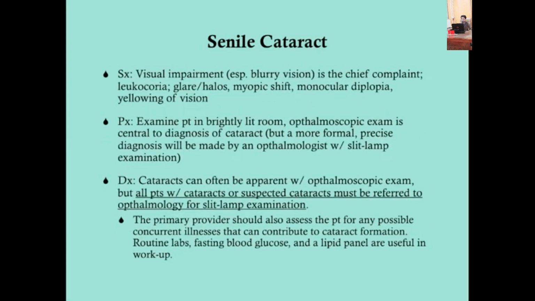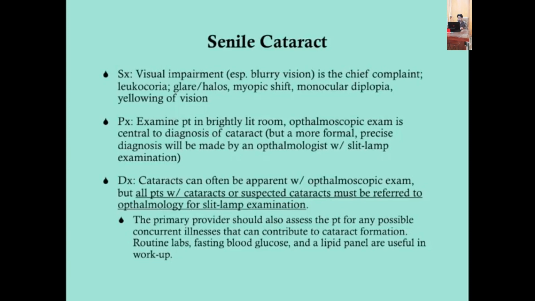So for diagnosis, cataracts, as mentioned, can be apparent with ophthalmoscopic exam, but all patients with cataracts or suspected cataracts should be referred to ophthalmology for slit lamp examination. You should also assess the patient for any possible concurrent illnesses that can contribute to cataract formation. So remember, what are the risk factors? Well, cigarette smoking, you can get that from the history. Hypertension, you can get the patient's blood pressure, look at their charts, do your diagnostic process for hypertension, have them come in again, see if there continues to be hypertension.